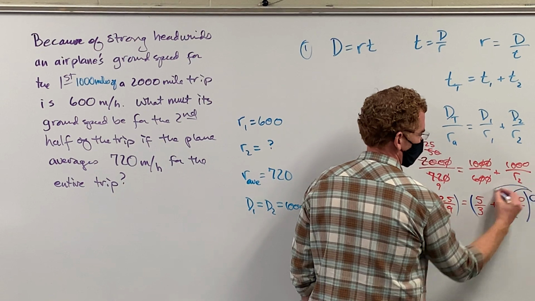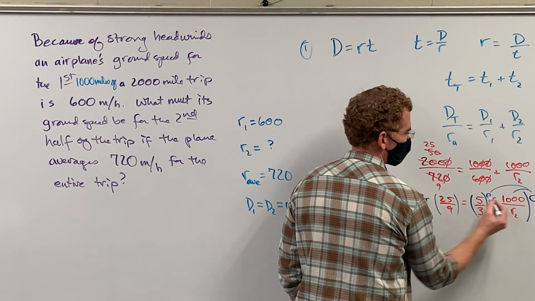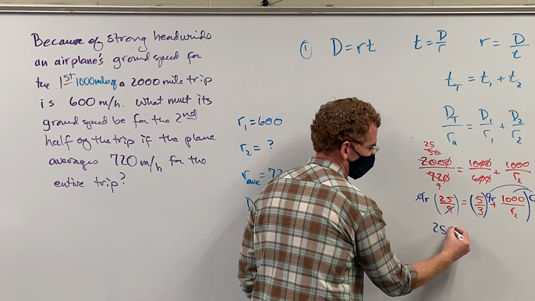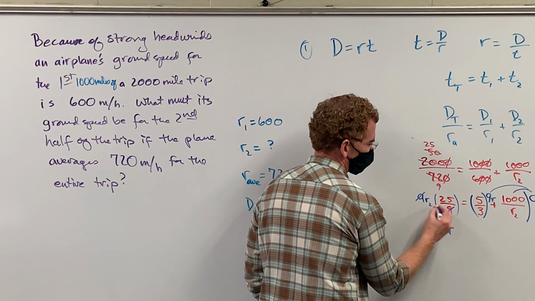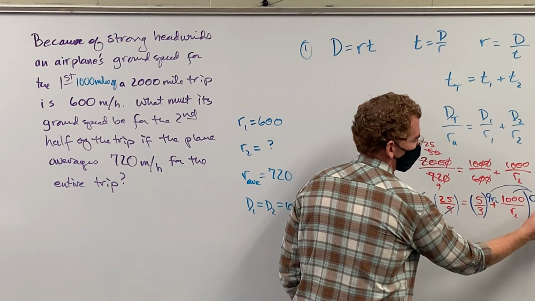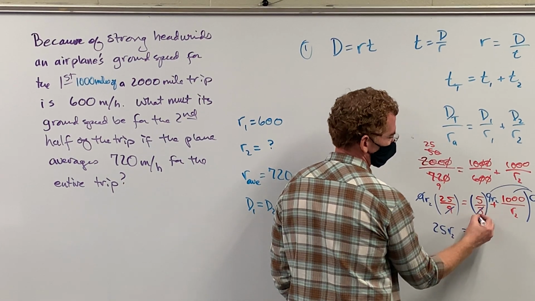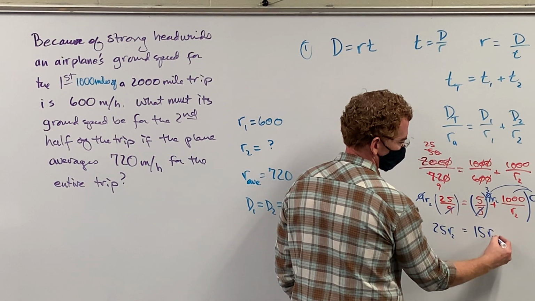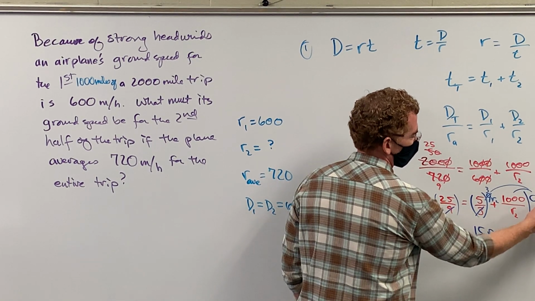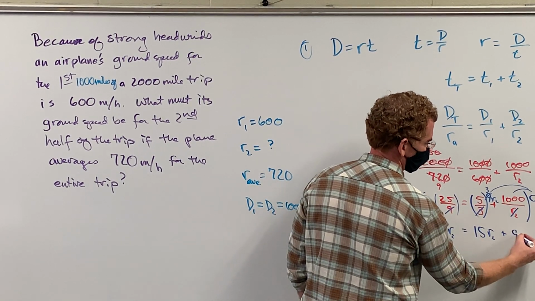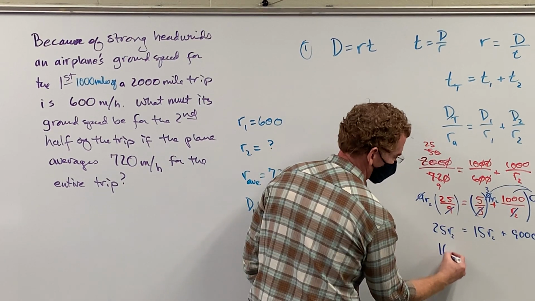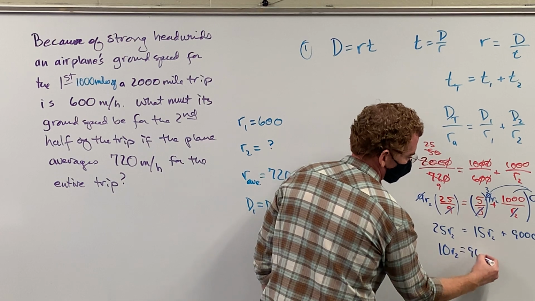And I'm distributing it in. And the 9 cancels here, leaving me a 25 and an R. Technically an R2, but I think we all know that. And then here a 3 cancels, leaving me a 15 R2. And here an R2 cancels, leaving me a 9,000. They subtract. And I subtract, and I get 10 R2 is 9,000.